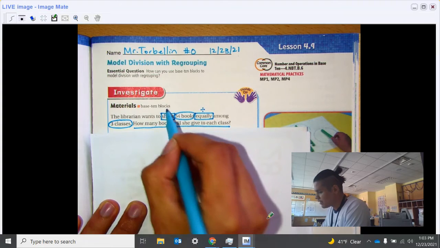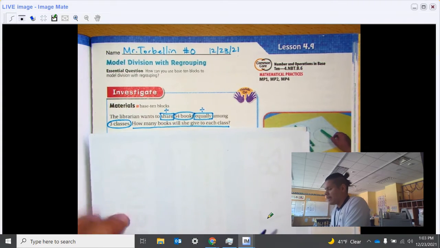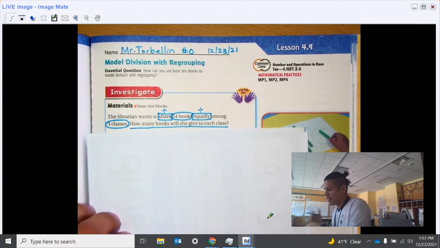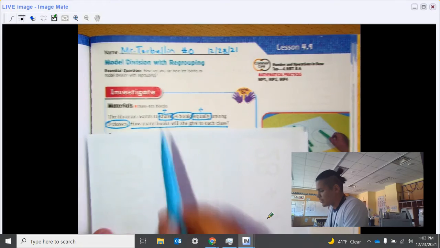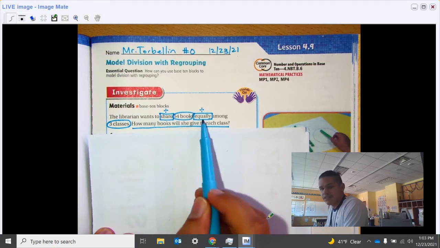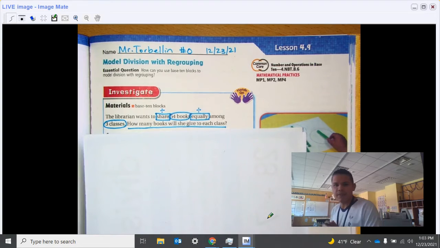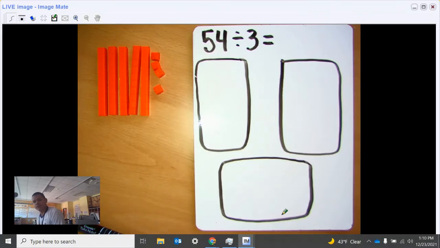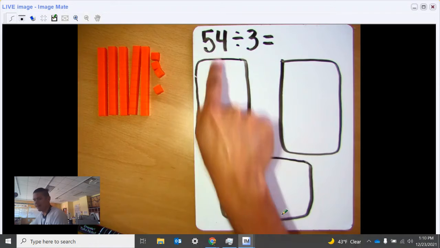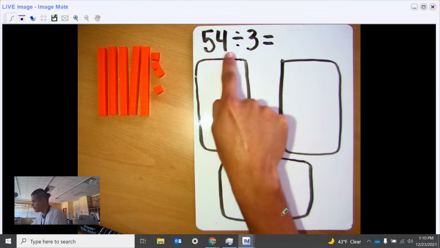When I'm sharing something, I'm splitting it up and I'm getting smaller, but I'm not taking anything away. So instead of subtraction, I'm dividing. And if I share them equally, that's another hint that tells me that I'm dividing. Okay, so give me a second while I get my base 10 blocks and my whiteboard. All right, y'all know Mr. Torbain works very quickly. So here I have my equation, 54 divided by 3.